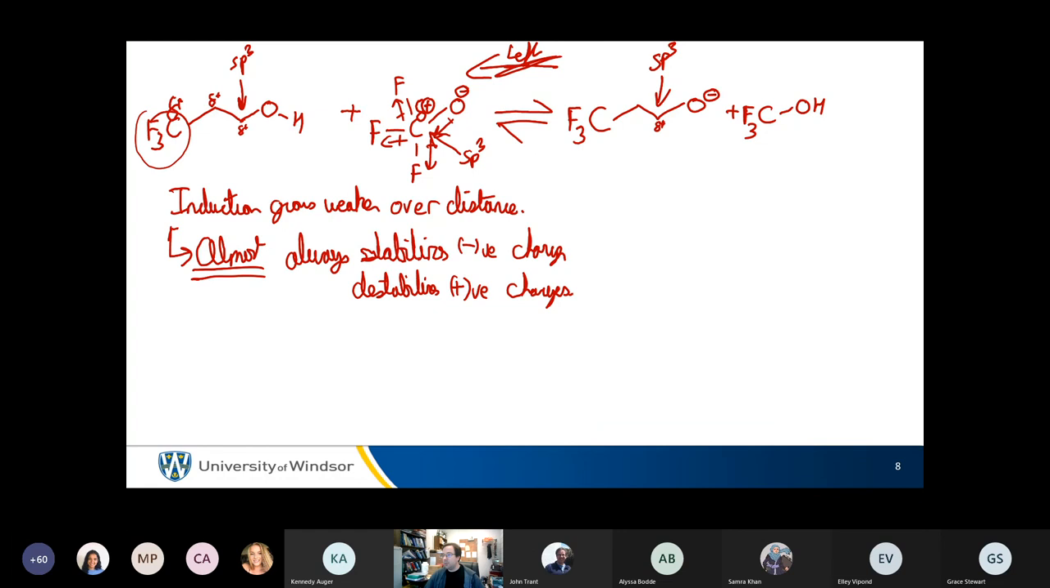What if it wasn't F? It doesn't matter if it was F, it could have been oxygen. As long as it was slightly more electronegative than carbon, you would see this effect.